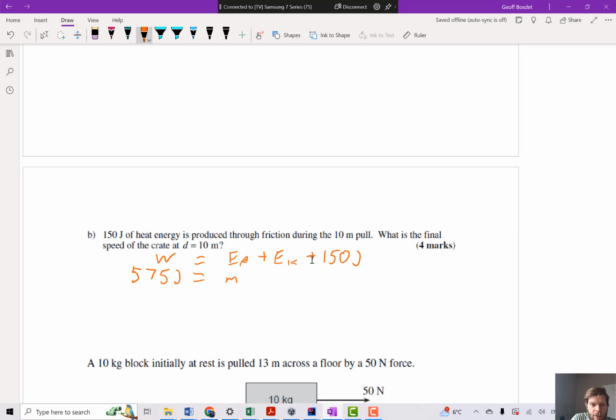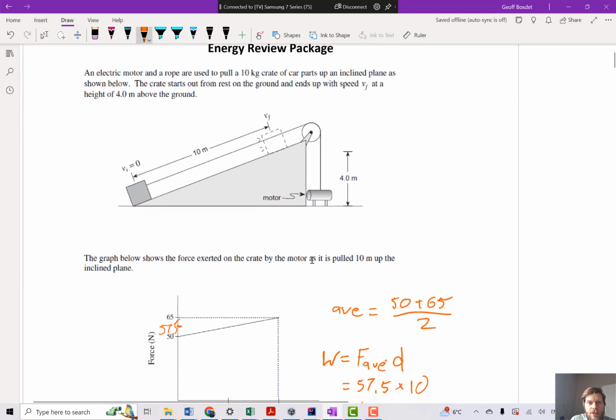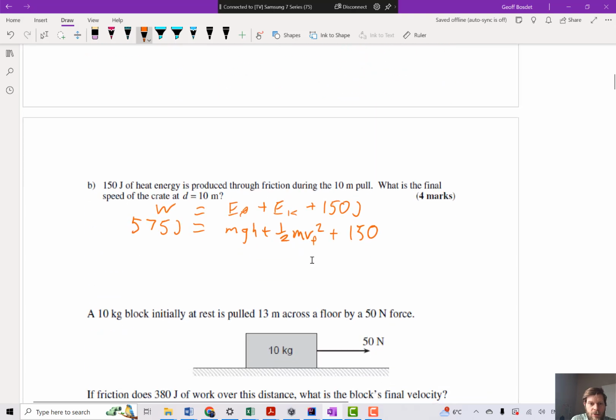So we're going to do mgh plus 1/2 mvf squared plus 150. What is our mass here? It is 10 kilograms, and it goes up 4 meters. So we have 575 equals 10 times 9.8 for g times 4 meters plus 1/2 times 10 times whatever our final velocity is, which is what we're looking for, plus 150.